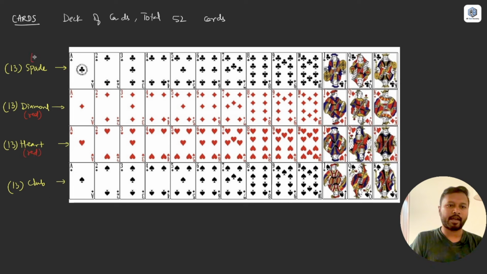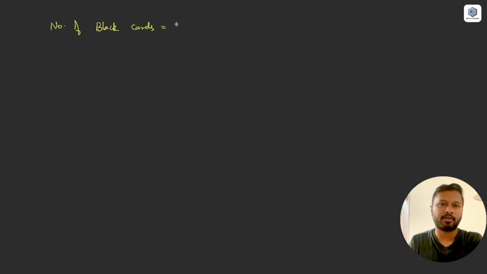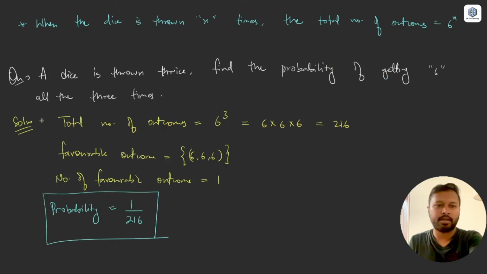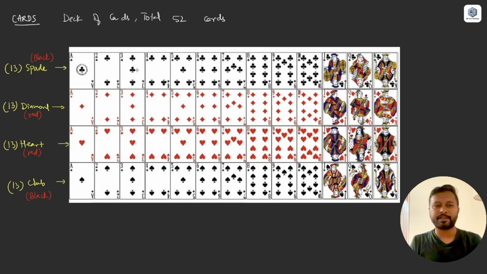But spade and club are black in color. So if I ask you the total number of black cards, they will be 13 spade and 13 club, so they will be 26. And in the same way, if I ask you the number of red cards, they will be 13 diamond and 13 heart, so they will be again 26. So there are 26 black cards and 26 red cards.